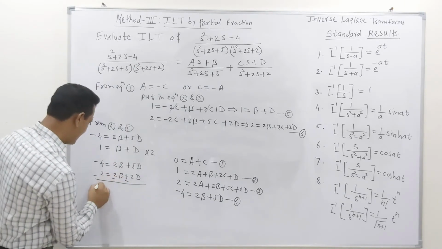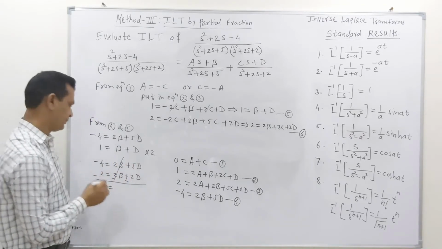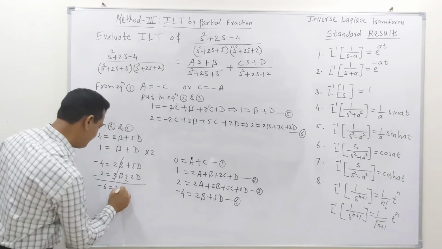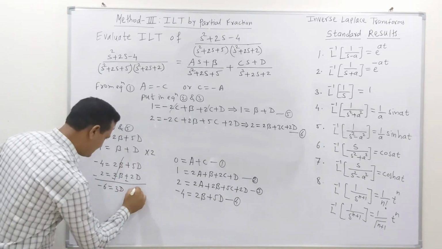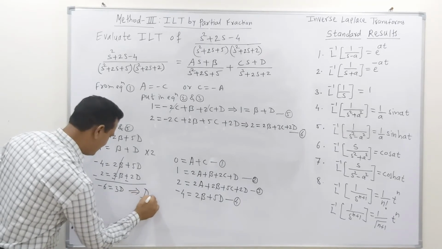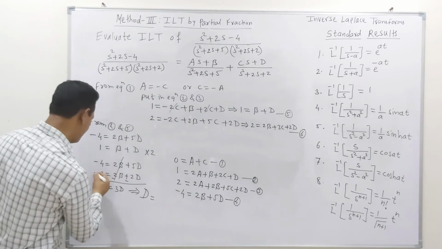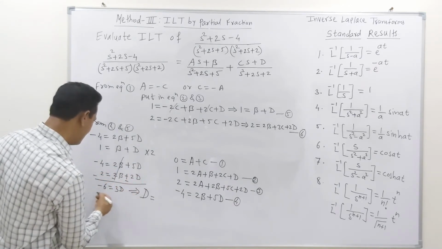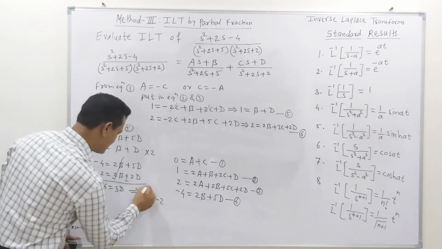So we get minus 6 is equal to, so this term will get cancelled, and we get 3d. So from this equation straightforward we get the value of d as minus 6 divided by 3, so minus 2.